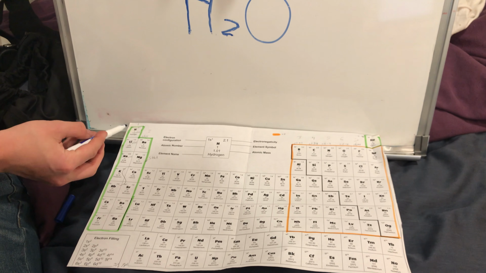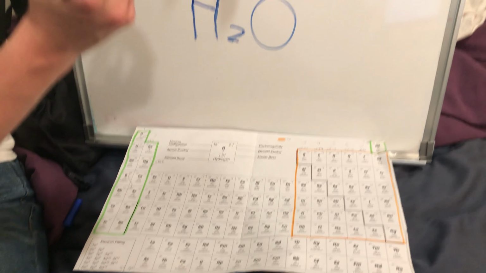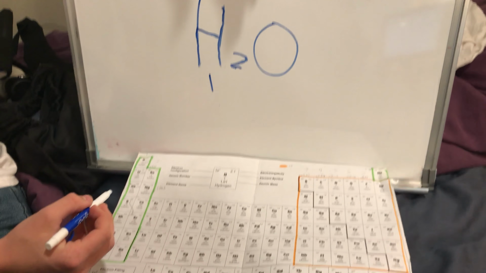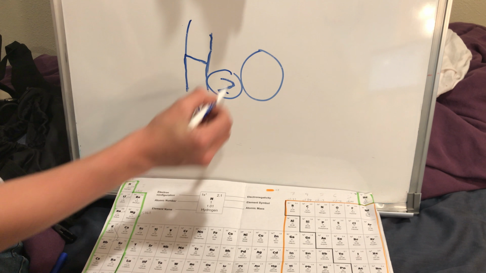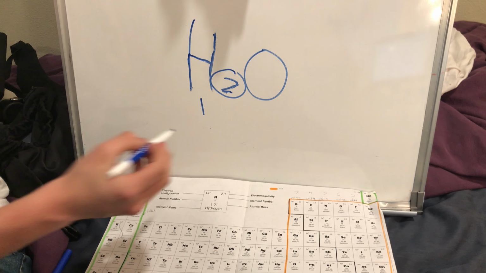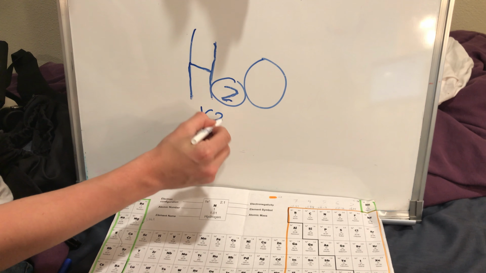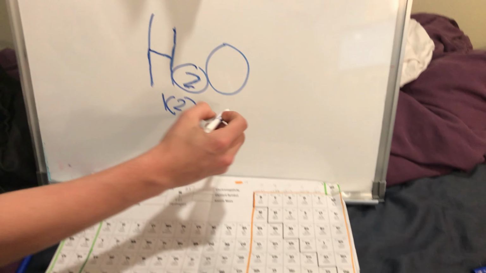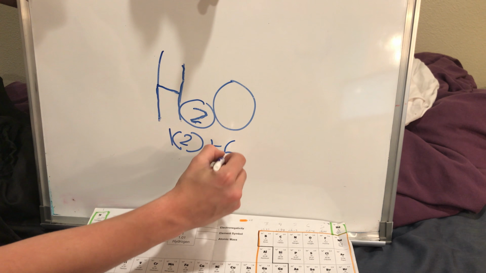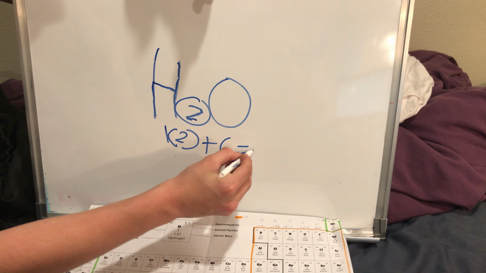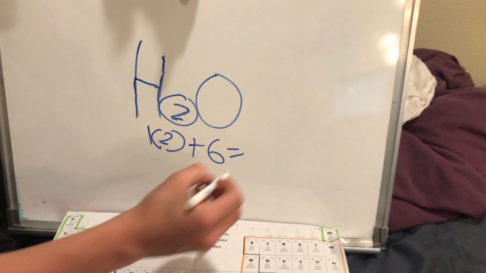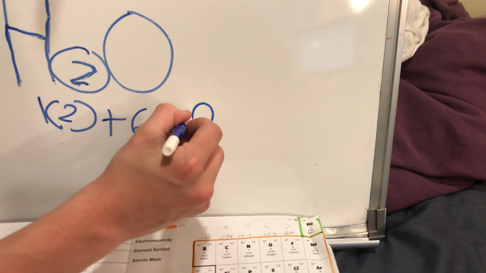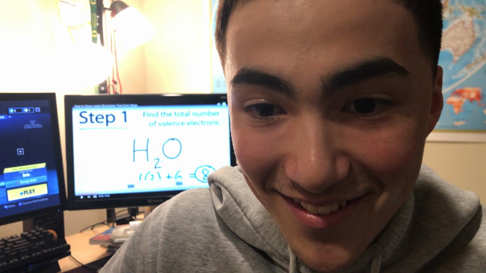Alright, so as we can see in our periodic table, hydrogen is in group 1, meaning it'll have 1 valence electron. But our subscript tells us that there are 2 hydrogens, meaning we're going to have to multiply that by 2. And then our oxygen is in group 6, meaning it's going to have 6 valence electrons. When we add that together, 1 times 2 plus 6, we get 8 valence electrons.